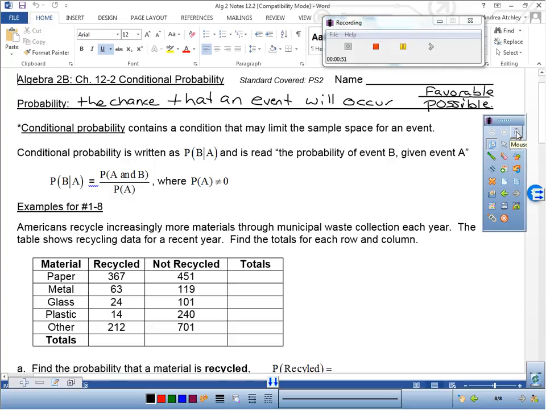Okay, so in this case we're talking about our M&Ms. If we wanted to pick a blue one, we wanted to look at how many blue there were versus how many total M&Ms we had. Okay.